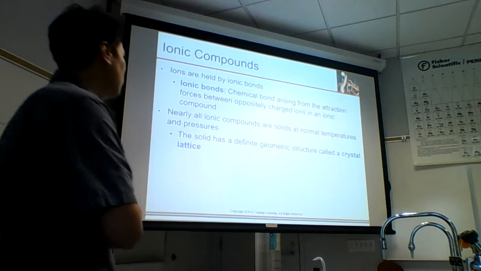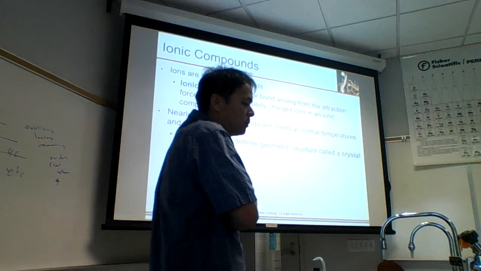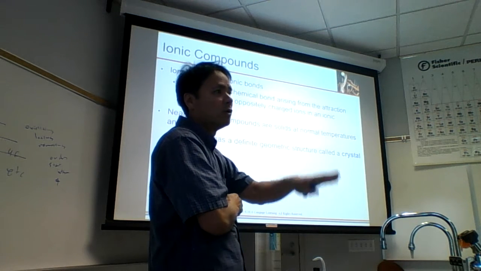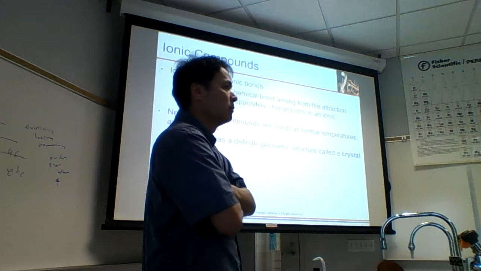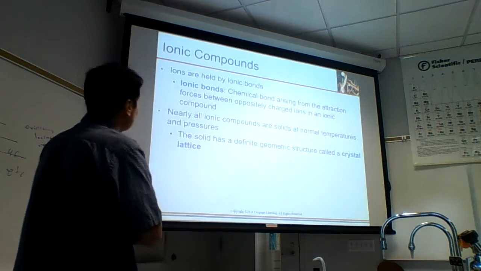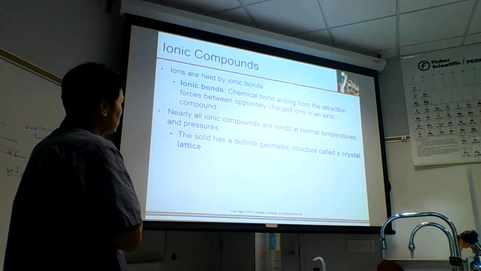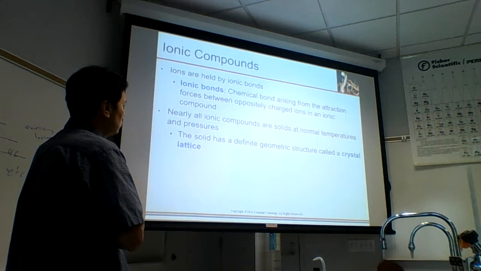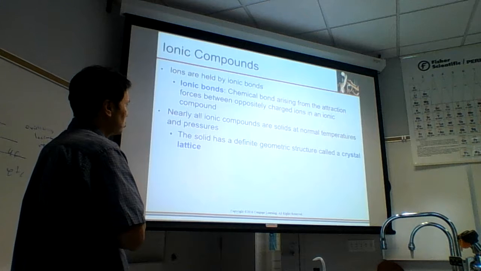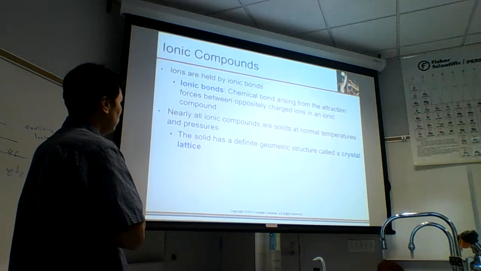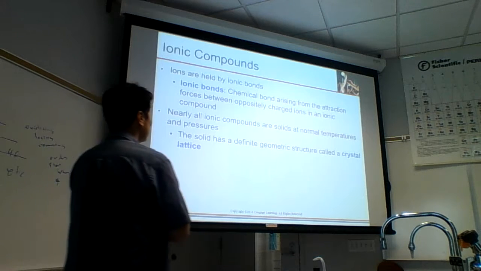So when we form bonds, things become more stable. And so why do we want to form ionic compounds? Well, we want to form ionic compounds because we're going to form bonds, which means we're going lower in energy, becoming more stable. That's what we want. So ions are held together by ionic bonds, and ionic bonds are just electrostatic attraction, Coulombic type attraction, the attraction between positive and negative. That's it. And these are like balls. Nearly all ionic compounds are solid.